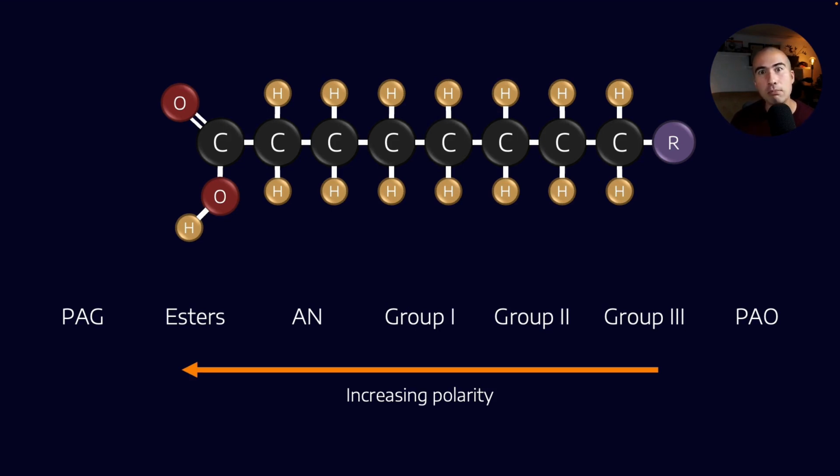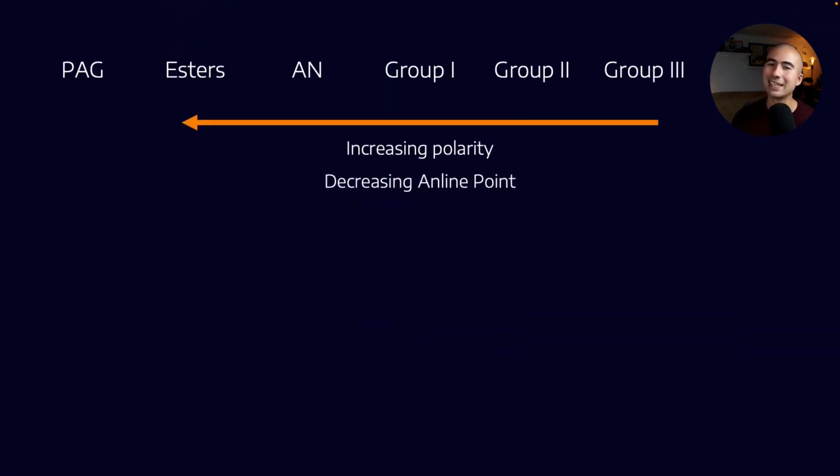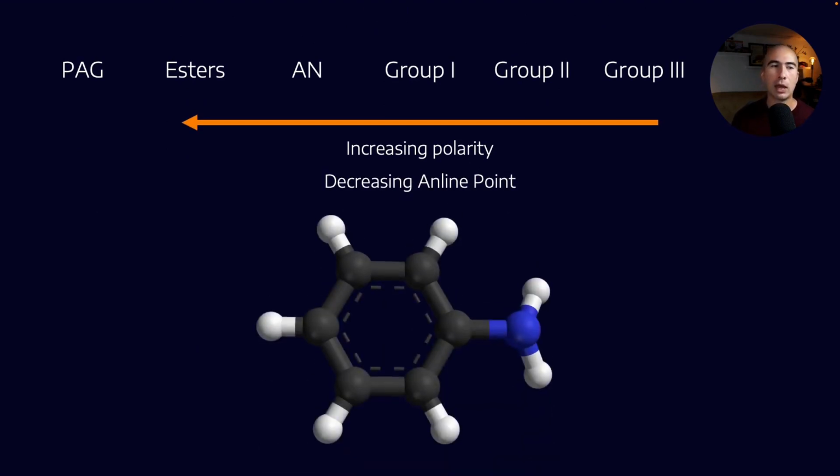Now, how do we actually measure polarity? It's this thing called the aniline point. Aniline is just a molecule, and what we do is we mix it in equal proportions, so 50-50, with the kind of oil that we're trying to test. And miscibility of two liquids is temperature dependent. As we make things warmer, we're giving them more energy. They want to mix more.